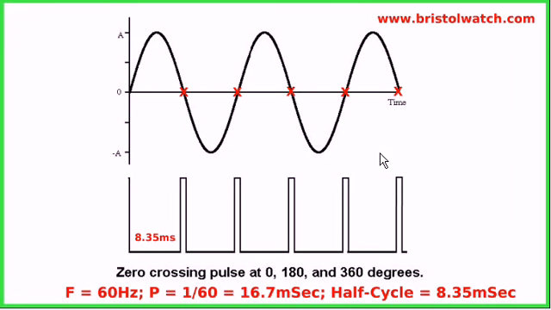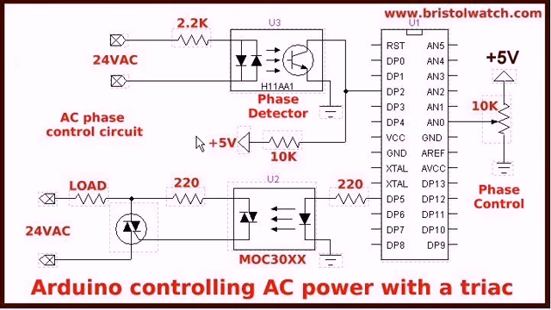This is what a zero crossing detector does every time. Again, at 0, 180, 360, you get a pulse. We apply this pulse, of course, to an interrupt. In this case, I usually use interrupt 0 on digital pin 2. Here is an example circuit. It's in more detail in other videos and on the website.